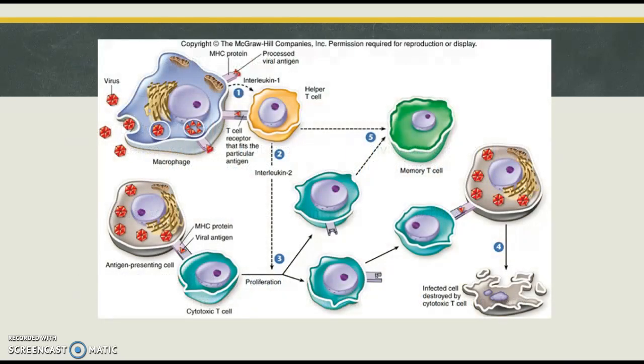So if we look here, here's an overall picture. The top is your macrophage. The macrophage has ingested the antigen and is now presenting it to a helper T cell. The helper T cell is then going to stimulate the responses of other T and B cells to cause a huge immune response.